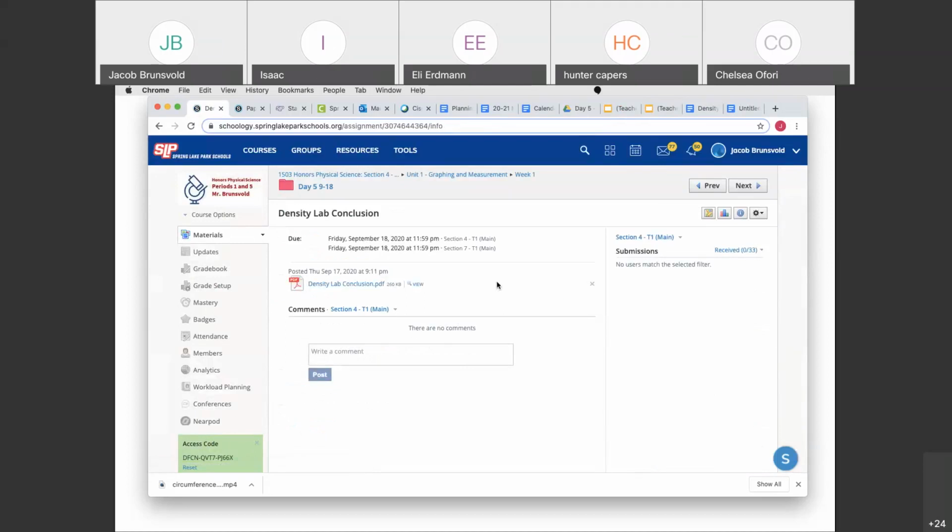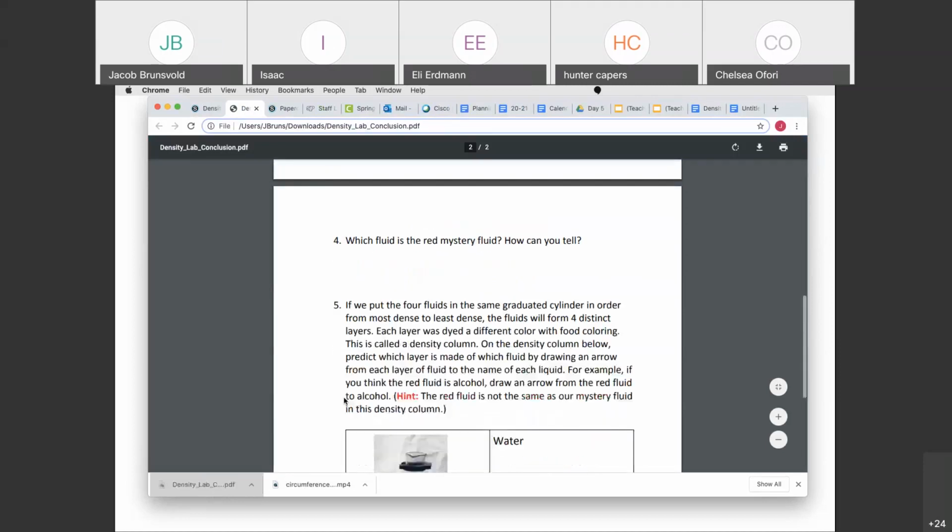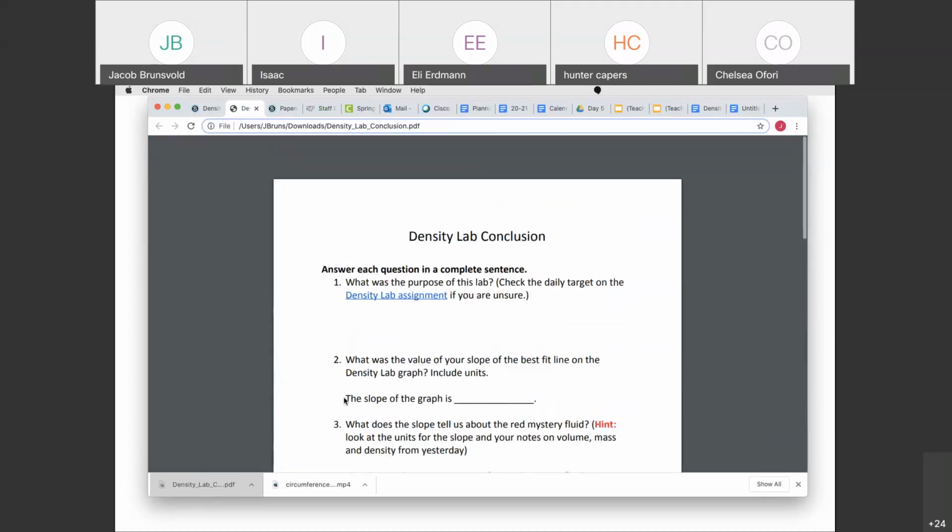I thought I posted that as a Google Doc. Okay, but that's fine. We're just going to do it as a PDF in Notability. So it's only 5 questions. I just want to go over them real quick.